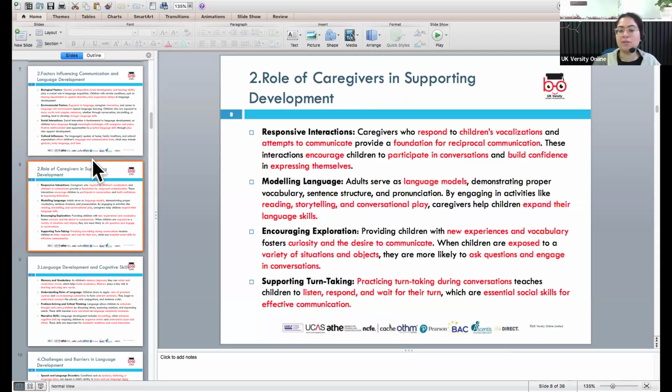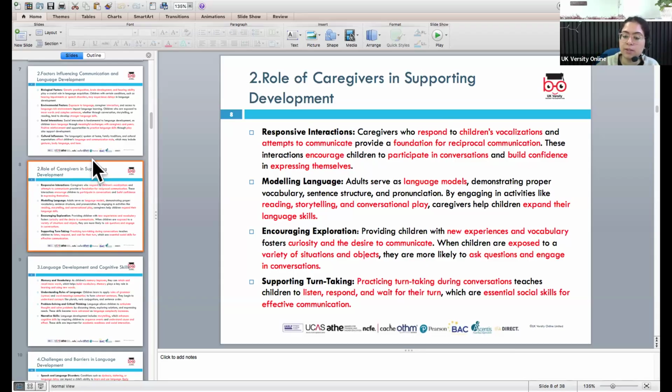So the role of caregivers in supporting development now. There are 4 points that have been mentioned here, of which the first is responsive interactions: how parents or caregivers respond to them, because when you respond, it encourages children to speak more. It's like a positive reinforcement. Then modeling language, because adults serve as language models, they need to demonstrate proper vocabulary, sentence structure, and pronunciation so that children can model them correctly and expand their language skills.